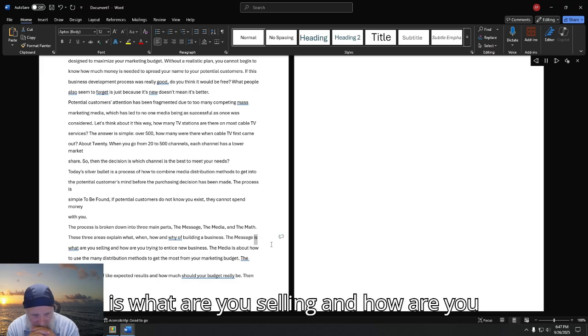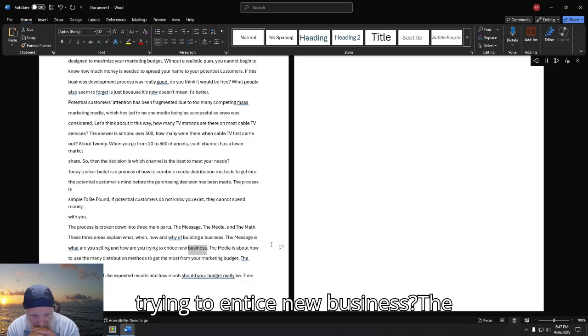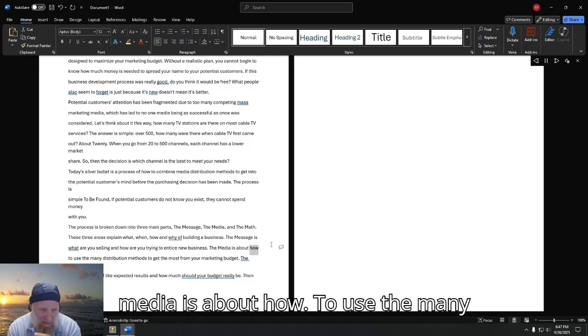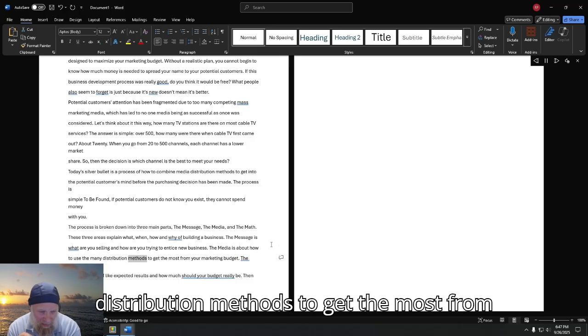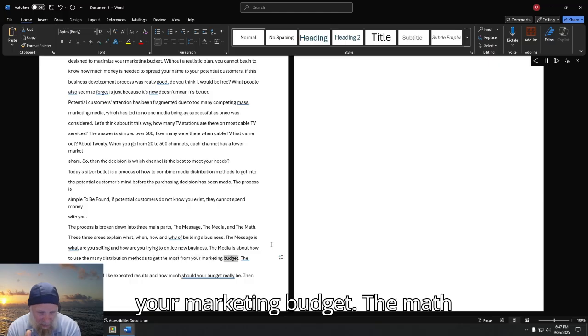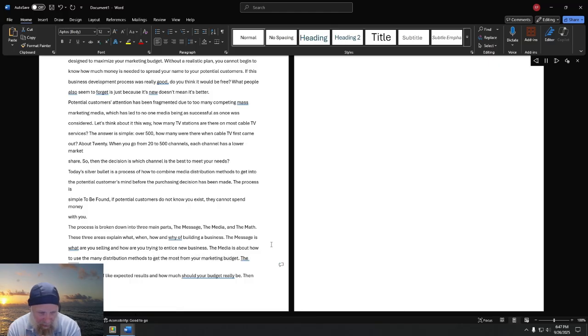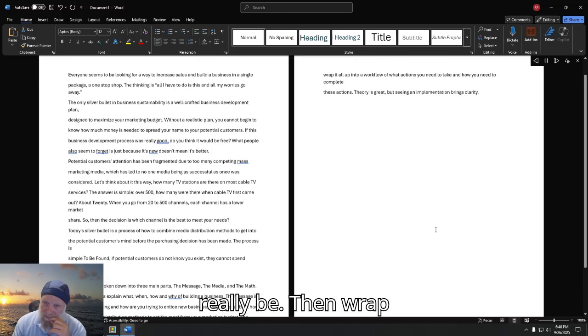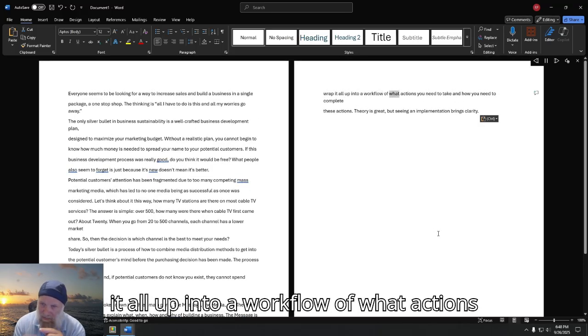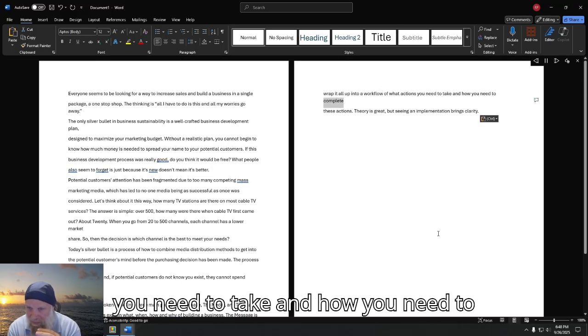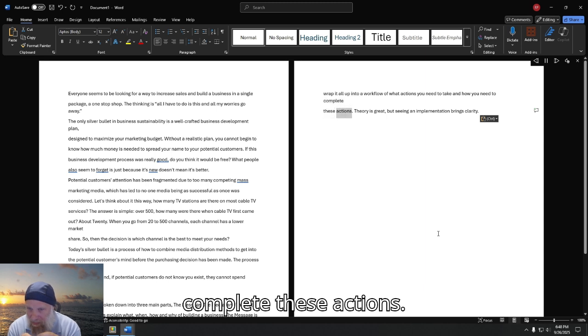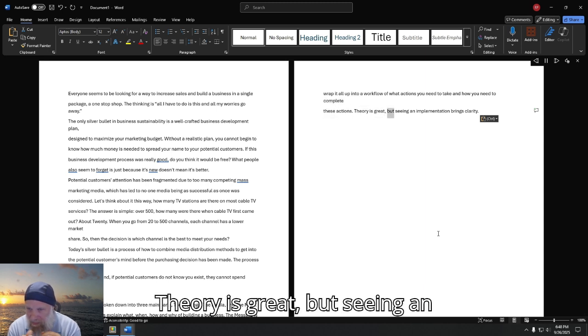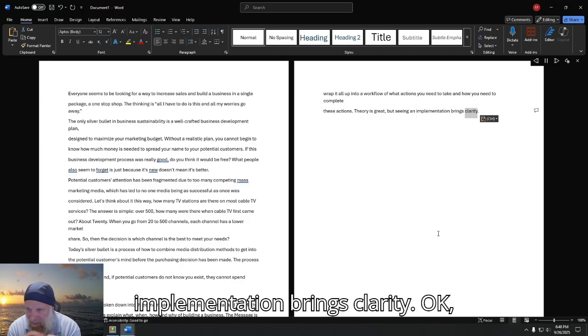The message is: what are you selling and how are you trying to entice new business? The media is about how to use the many distribution methods to get the most from your marketing budget. The math is all the fun stuff like expected results and how much your budget should really be. Then, wrap it all up into a workflow of what actions you need to take and how you need to complete these actions. Theory is great, but seeing an implementation brings clarity.